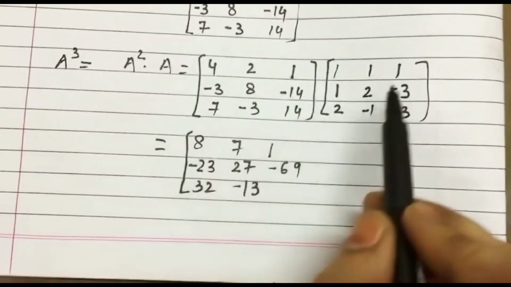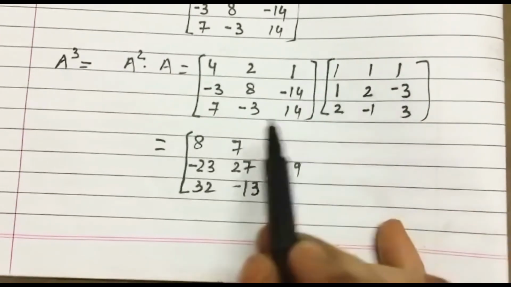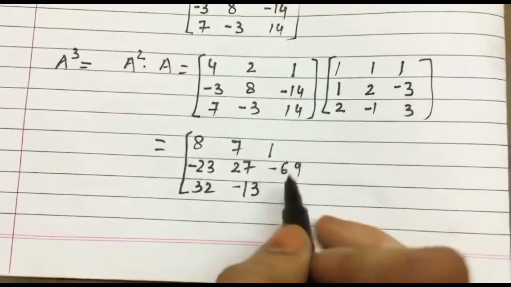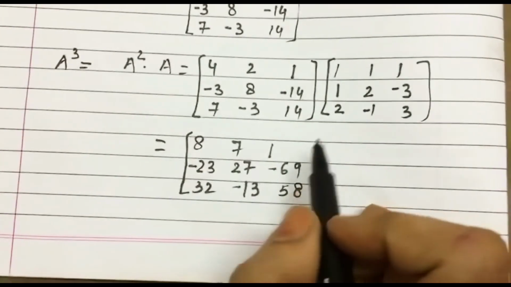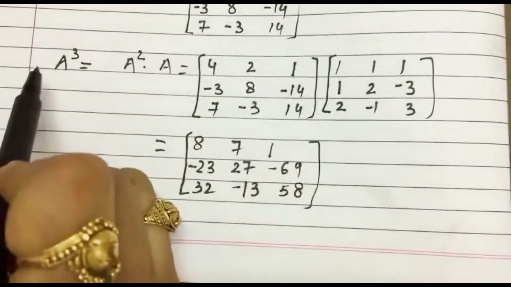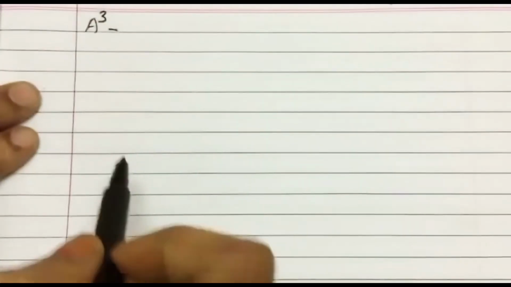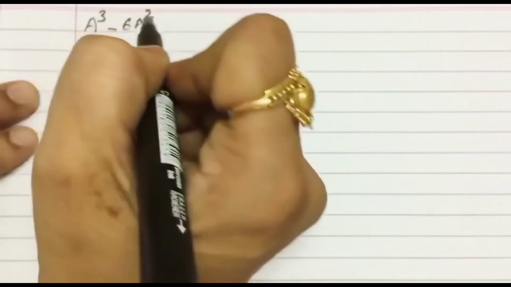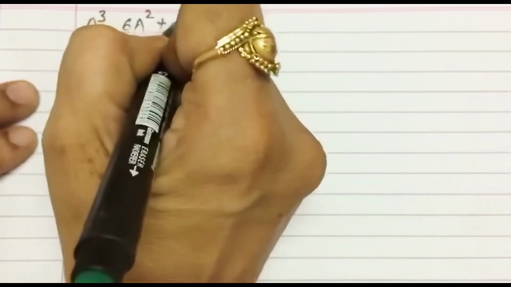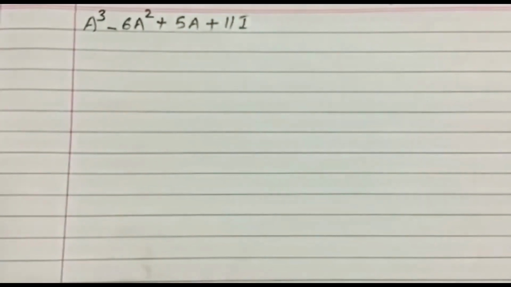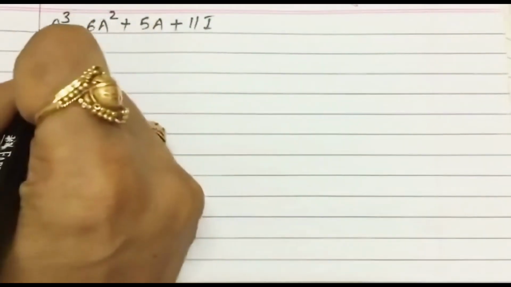Then same third row multiply with third column, 7 into 1, then plus minus 3 into minus 3, then plus 14 into 3 and it will give you 58. Okay, so it is the value of A cube. Now the next step, it's A cube minus 6A square plus 5A plus 11I.